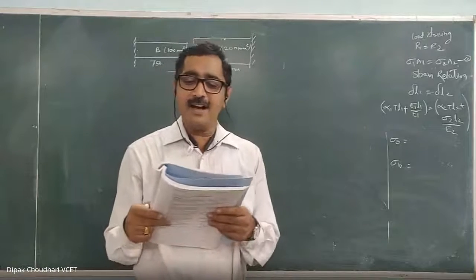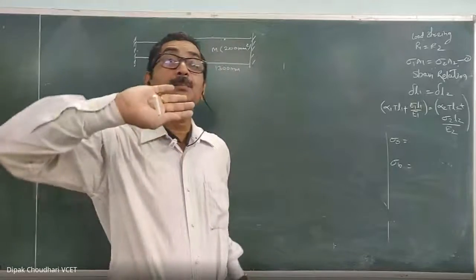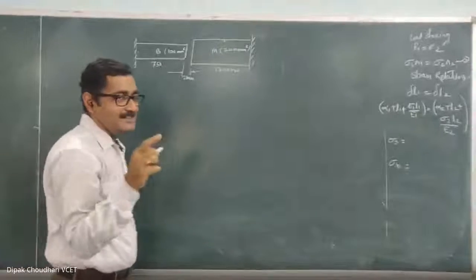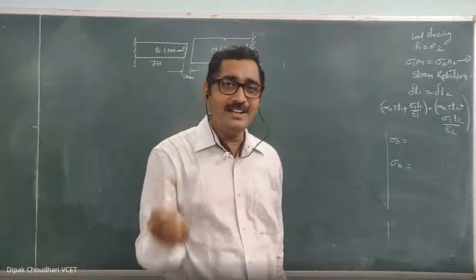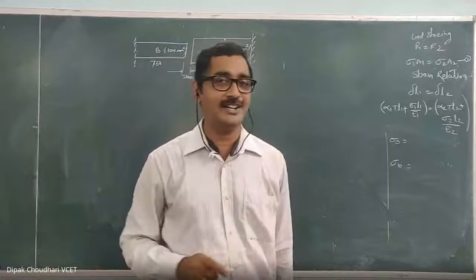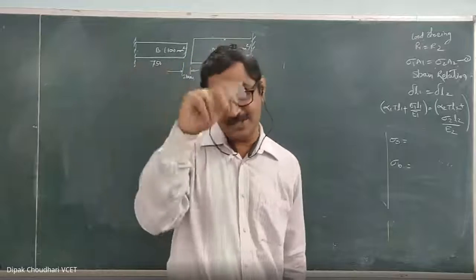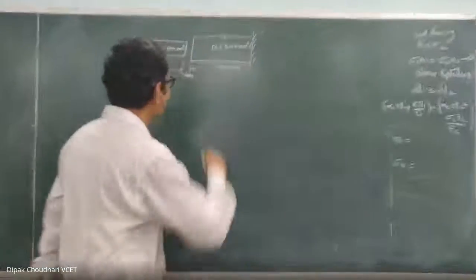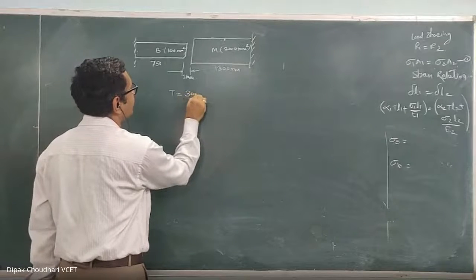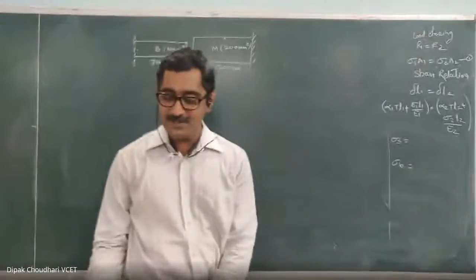Then it is asked the stress in the materials when the temperature increases by 300 degrees Celsius. Listen once again: by 300 degrees Celsius, or through 300 degrees Celsius, means it is the change in temperature by 300 degrees Celsius, not the final temperature. So don't get confused. In this case you have to calculate the stresses when the change in temperature is 300 degrees Celsius, in both the materials.